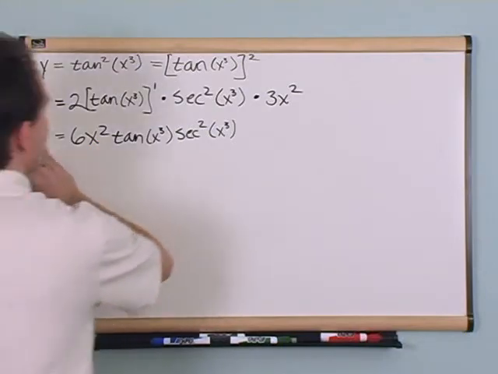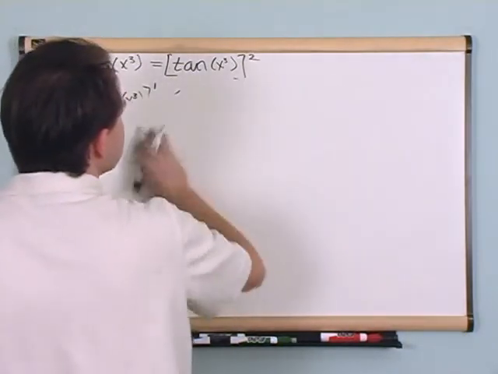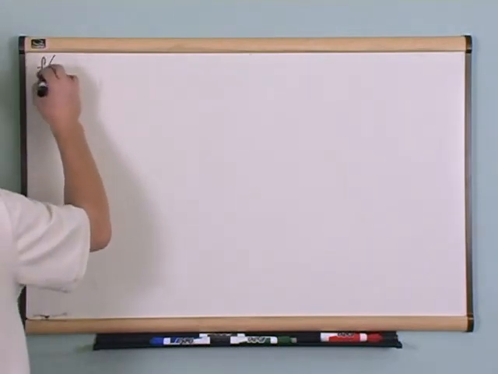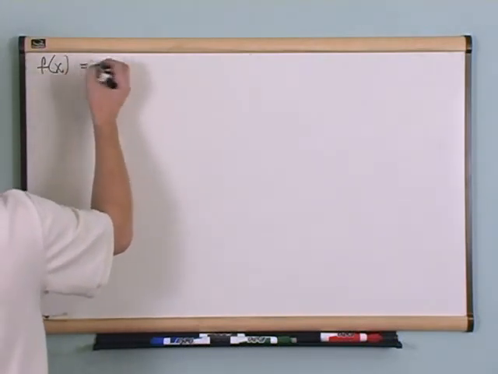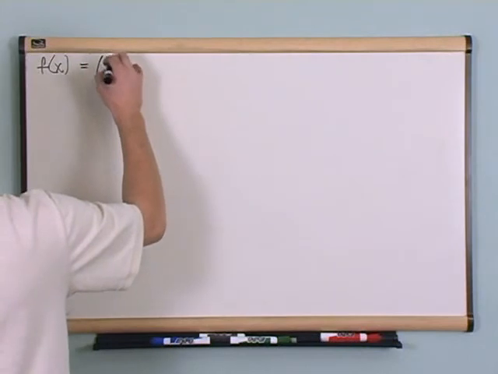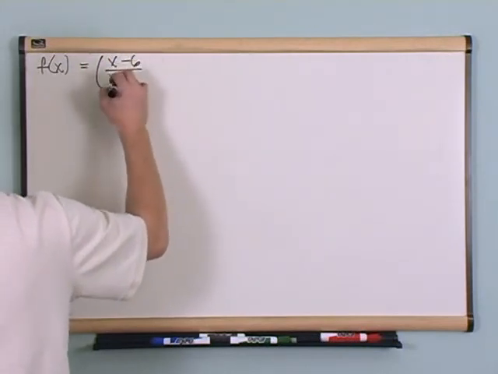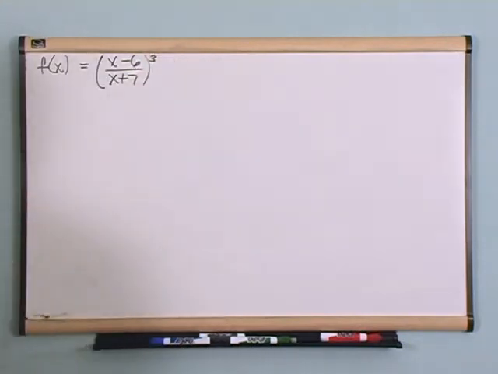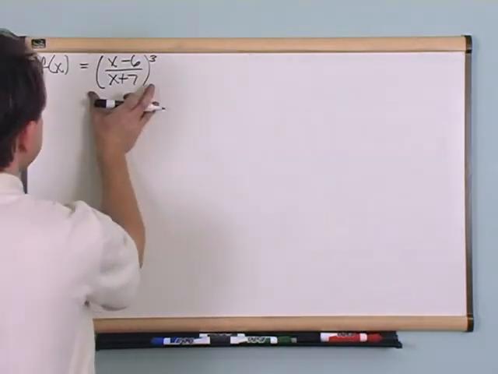Okay, so we'll do one final problem on the chain rule, just to drive it home and work a problem of a little bit of a different type. What if you had f of x is equal to x minus 6 over x plus 7, cubed? Okay. Now, what's the big picture thing I'm doing? Well, first I'm cubing something.